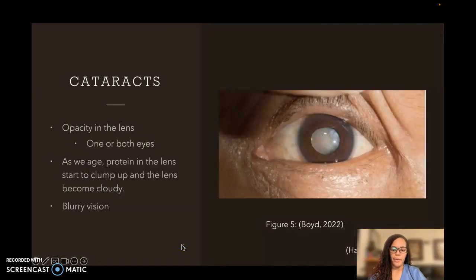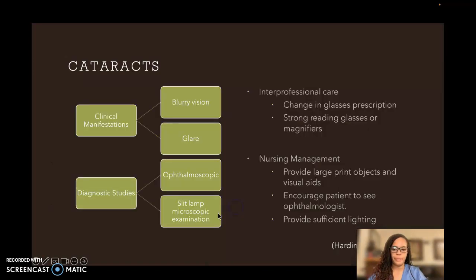So next we have cataracts. Cataracts is the opacity in the lens. It can be in one or both eyes. So as we age, we have protein in the lens that starts to clump up and the lens becomes cloudy. So you can see this image to the right here. And it also causes blurry vision.